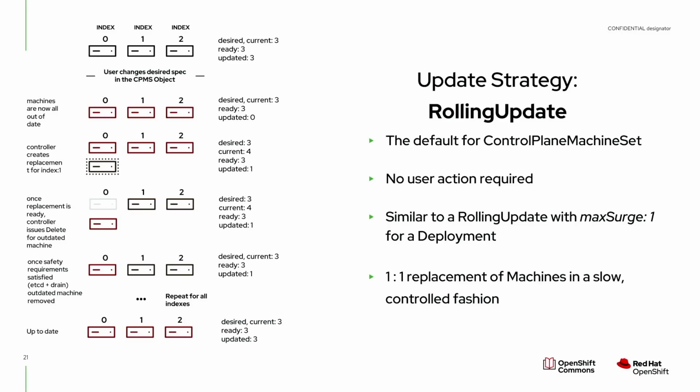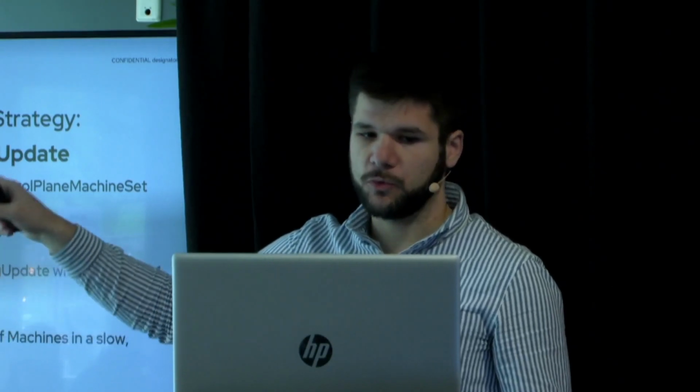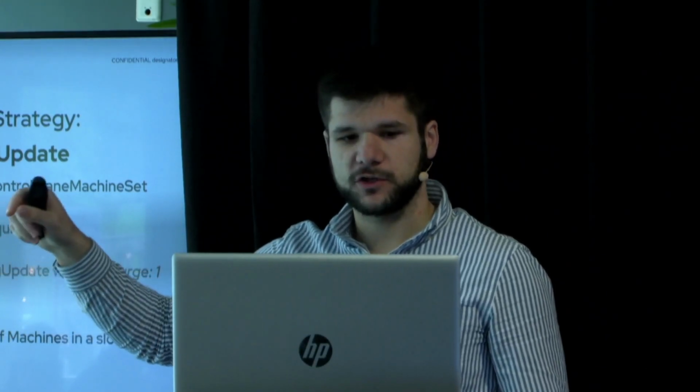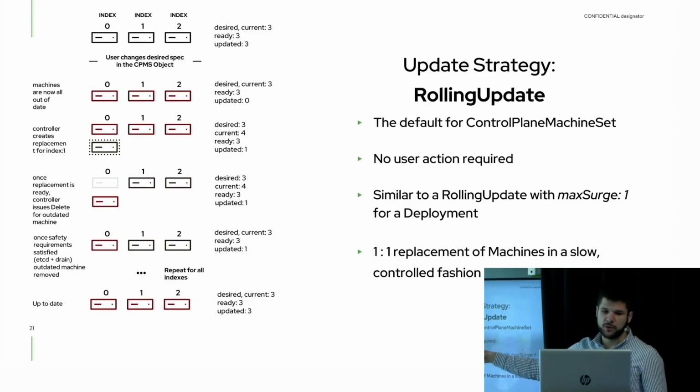We can see that in black down here in the 3rd line. And when the machine is then up and ready and provisioned, we can start deleting the out-of-date machine for that specific index. So we created for index 0. We are going to delete the old one for index 0. That is the gray one there.